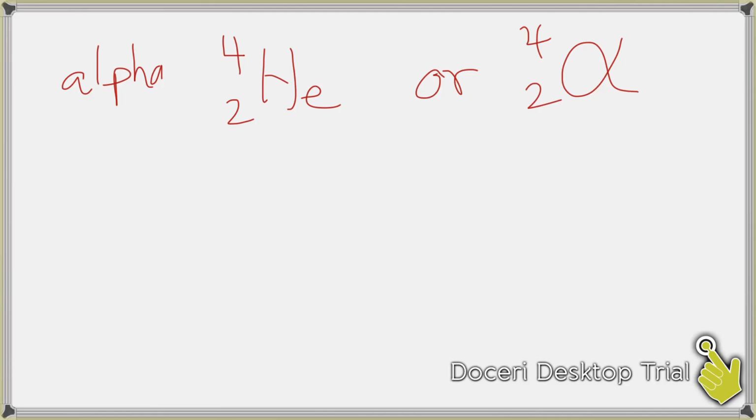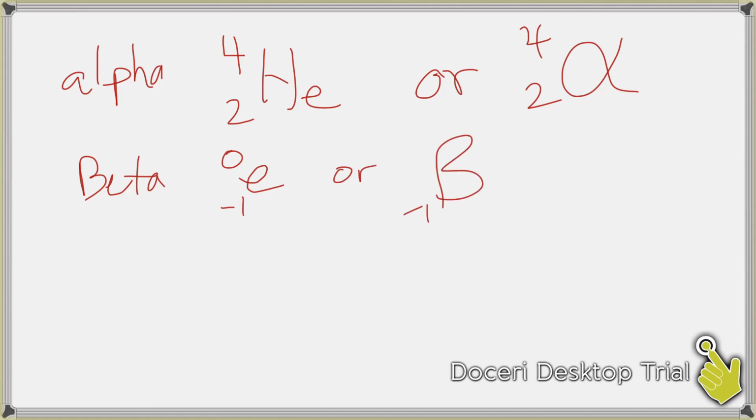And then your beta. It is written as an electron with a -1 charge here. The -1 means it has one more electron and no proton, and the mass is 0. Or it's written as the beta sign, like that, 1 0, same thing.